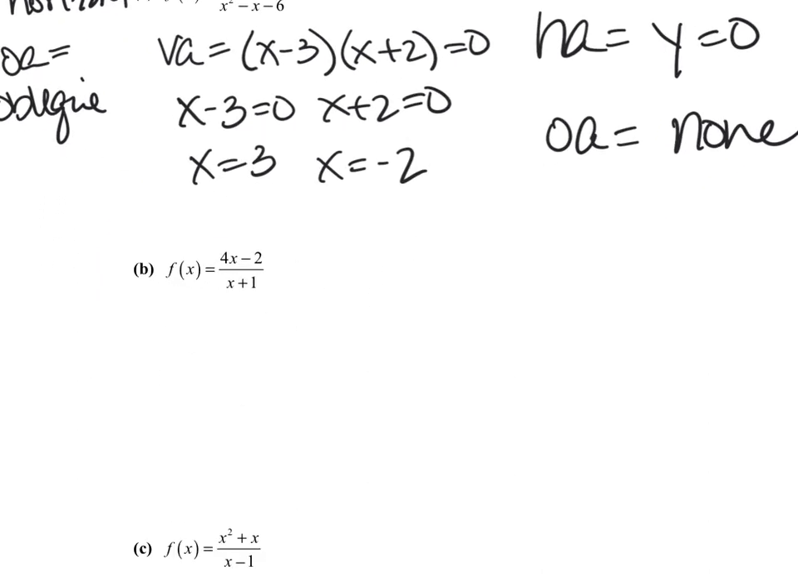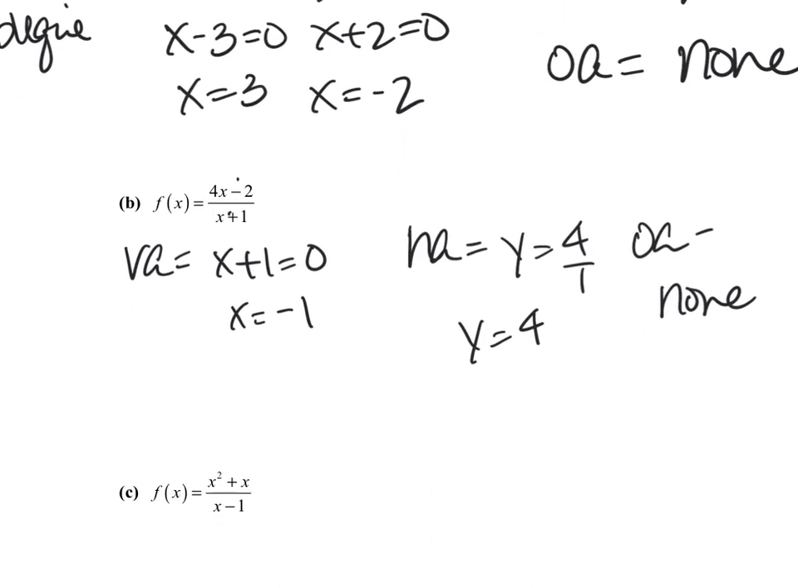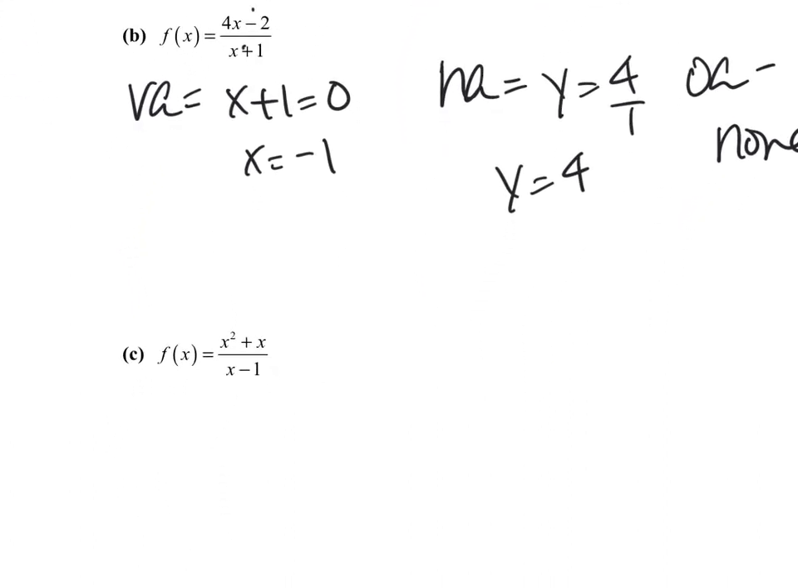Okay, for example 2, for the vertical asymptote, we're going to set x plus 1 equals 0. So it's x equals negative 1. The horizontal asymptote, because they're the same degree, it's going to be y equals 4 over 1, which simplifies to y equals 4. And for oblique, there's none because there's a horizontal one. Okay, and then our last example, for the vertical asymptote, x minus 1 equals 0, so x equals 1. There's not a horizontal one.